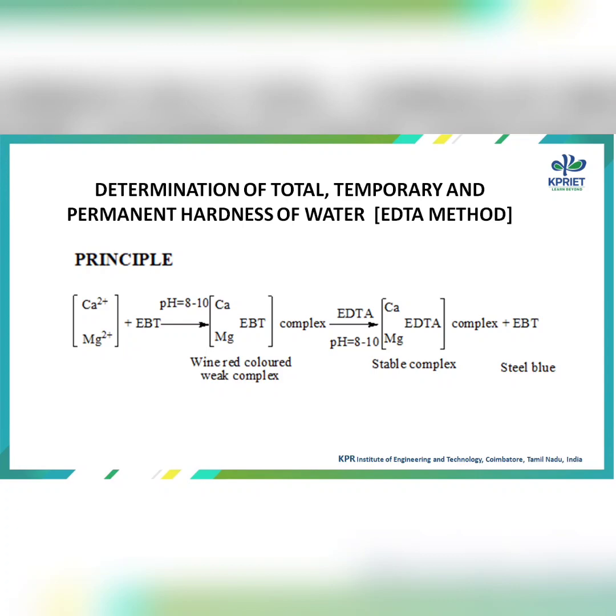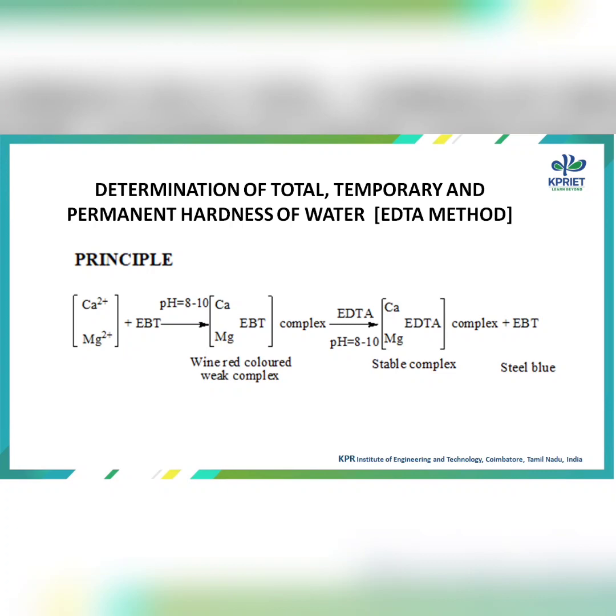Since ammonia buffer is added, the pH is maintained between 8 to 10, and on titrating with EDTA, a strong complex is formed between EDTA and the hardness producing salt. This eliminates EBT, replicating a steel blue color, since EBT is steel blue in color. So, the end point is marked when the color change is from wine red to steel blue.